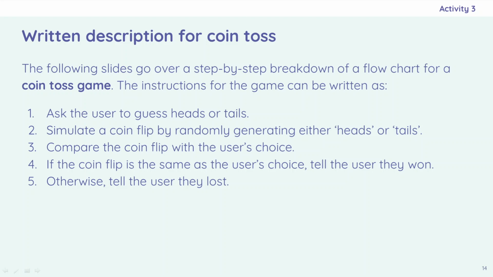Simulate a coin flip by randomly generating either heads or tails. Compare the coin flip with the user's choice. If the coin flip is the same as the user's choice, tell the user they won. Then you'd end it. Otherwise, tell the user they lost.